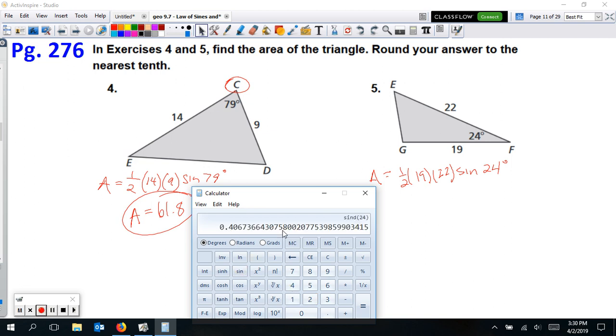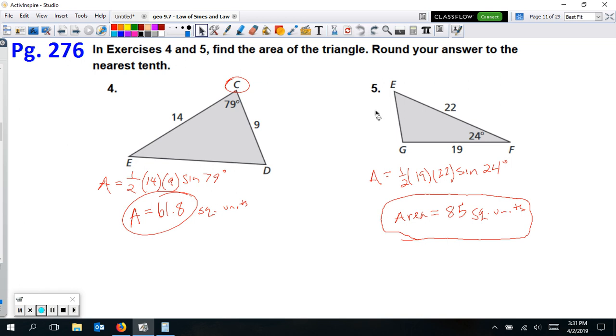So there's my sine of 24 degrees. Then I could say times 19 equals that, and then times 11 equals my final answer, 85.0 basically. So you should have got about 85 square units on that, or you could say 85.0 square units.